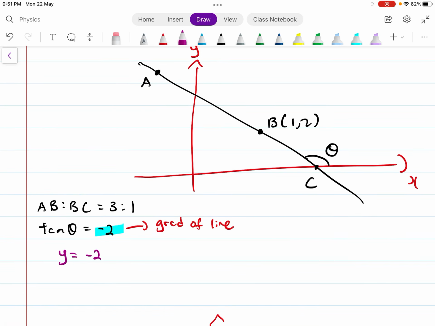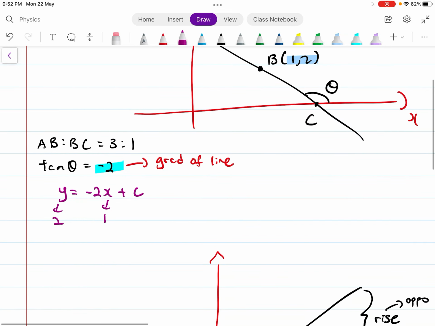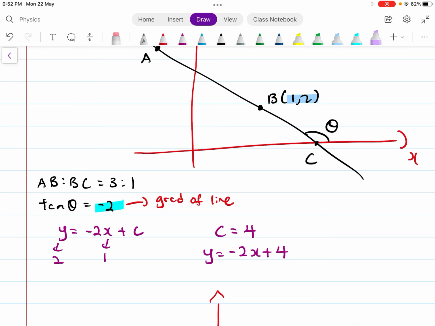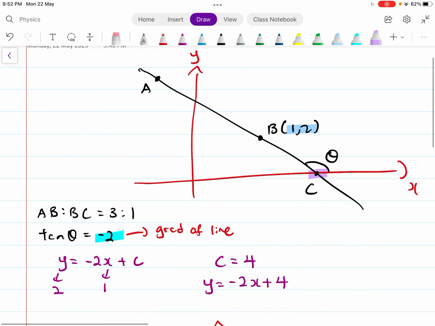So y equal to mx plus c. So how do I find your c? You simply just sub in this. So this will be 2, this will be 1. So when you do your calculation, you will get my c is equal to +4. So y is equal to -2x plus 4.